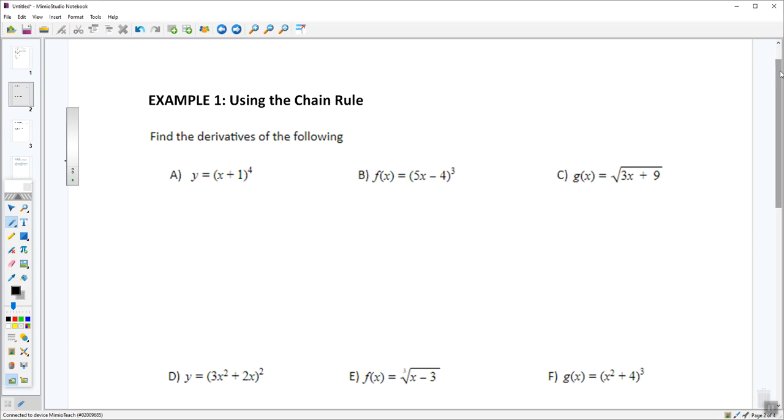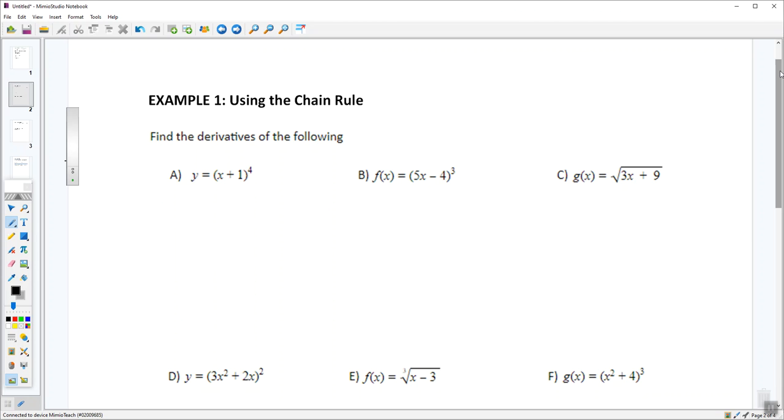See that x plus 1 to the 4th power there? If I would expand that, that would be x to the 4th plus 4x cubed... no wait, let me think. It would be x to the 4th plus 4x to the 3rd times 1 to the 1st, plus 6x squared, plus 4x to the 1st, plus 1.